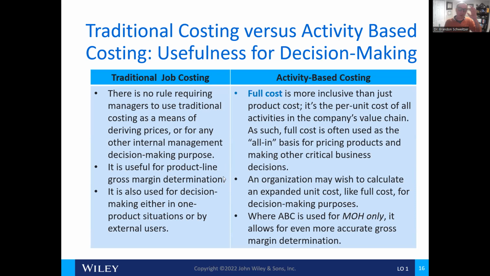So what's the usefulness when it comes to decision making? For job costing, there really is no role for management to use job costing in making decisions. It's more for understanding how much to charge the customer for that specific job. Activity-based costing, on the other hand, uses a full cost approach. And in this case, it's more useful for management to be able to make decisions based off of those cost drivers and the consumption or use of those cost drivers.